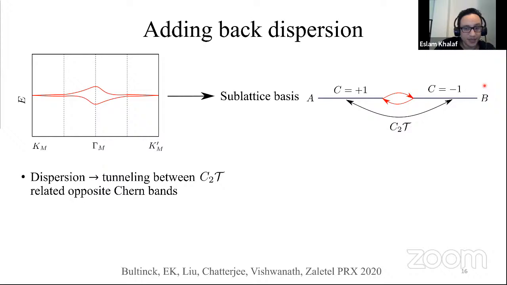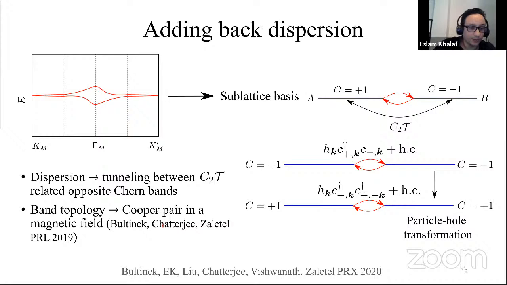One aspect that may not be very obvious in this basis is the band topology, the fact that we have these two Dirac cones with the same chirality. And there's actually a very neat argument to understand it that was first phrased in this work from Mike Zaletel's group, which is the following. Let's take this system and think of this tunneling term as a term that creates a particle hole pair that live in the opposite Chern sector.